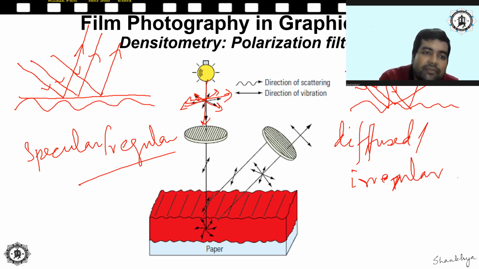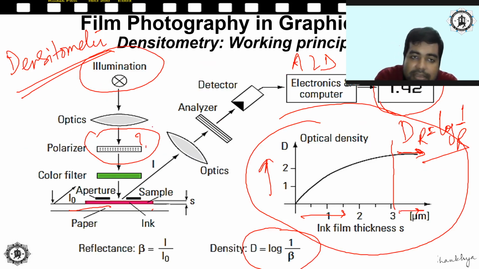Now, whenever we are getting specular or regular reflection, if you see the construction of our densitometer, the receiver is in a particular direction. Specular reflection occurs when, if you have seen any glossy substrate or glossy printed material, you hold it in a particular direction and you see that gloss, because only in that direction most of the light is getting reflected.